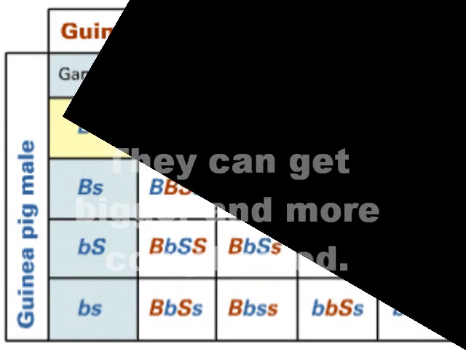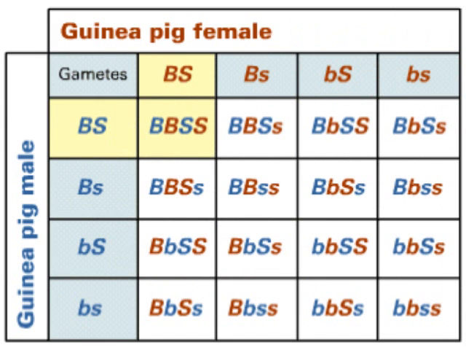However, they can get more confusing. Here's an example of a Punnett square with 16 possible genotypes. However, no matter how big they get, they still help scientists determine the likelihood of certain traits being inherited.